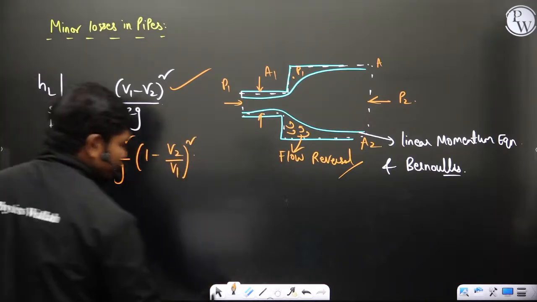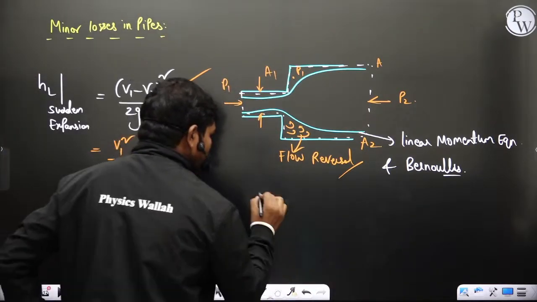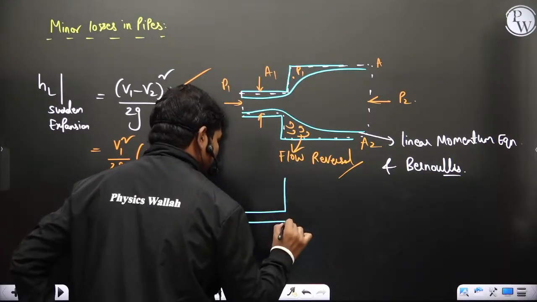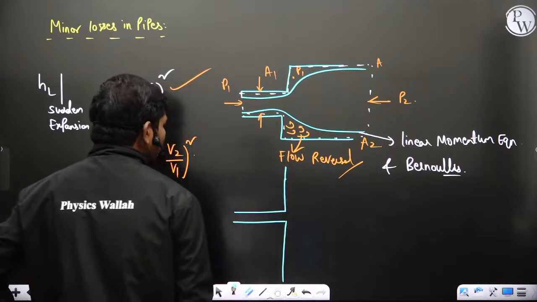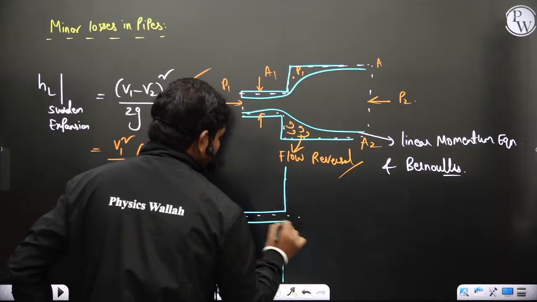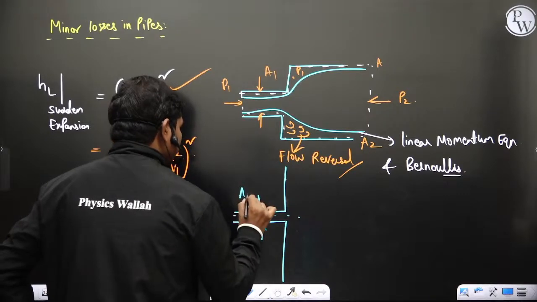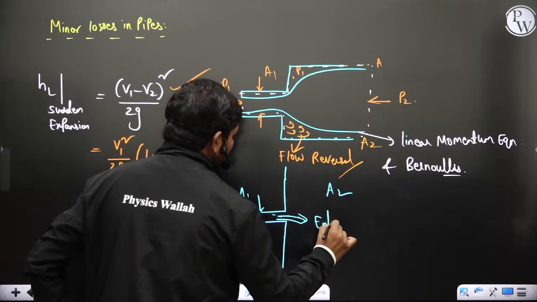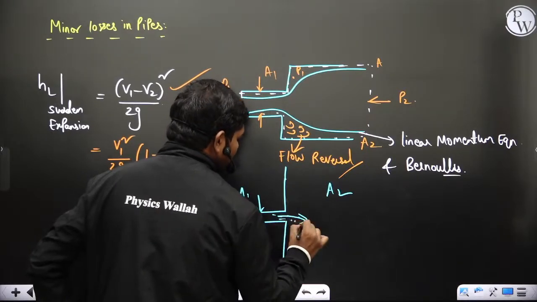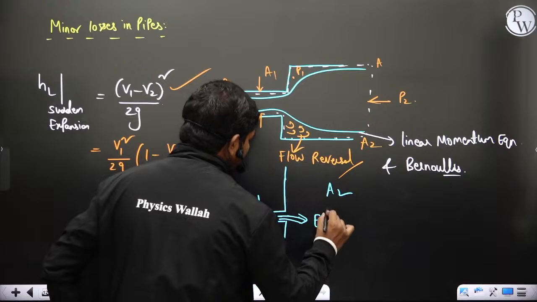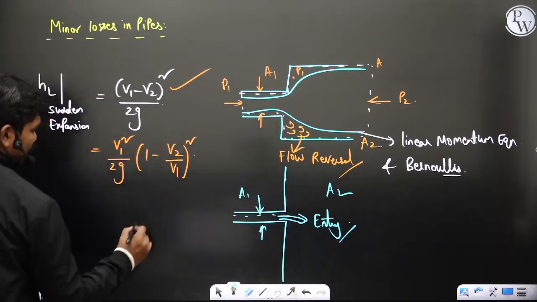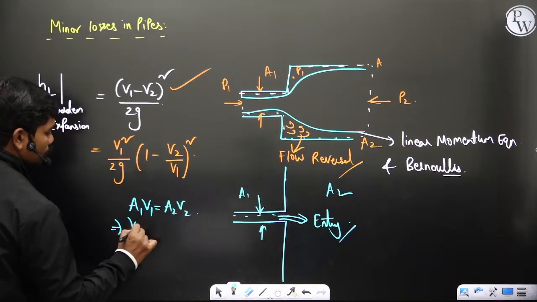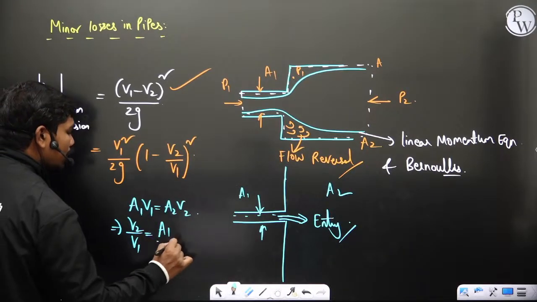Now whenever there is an entry into a very large chamber, so this is A1 and this is A2, a very large tank, for example the fluid is entering the tank at this point. Then from the continuity equation, A1 V1 is equal to A2 V2, so V2 by V1 is equal to A1 by A2 in general.